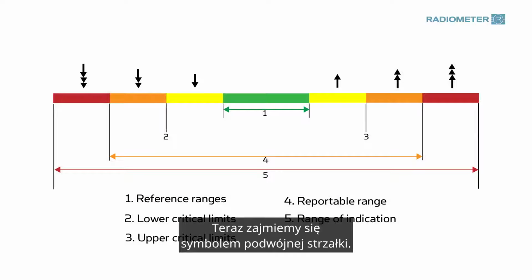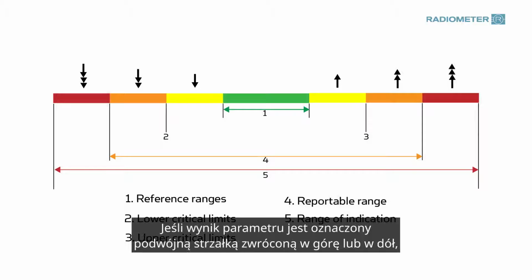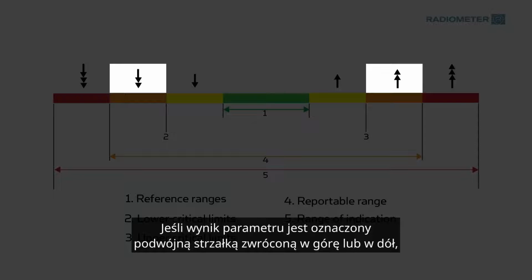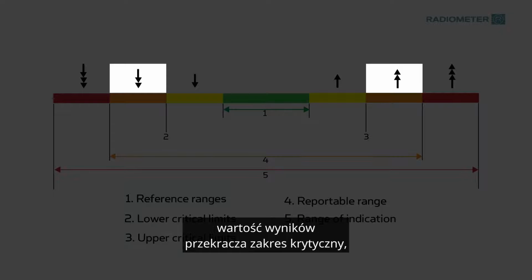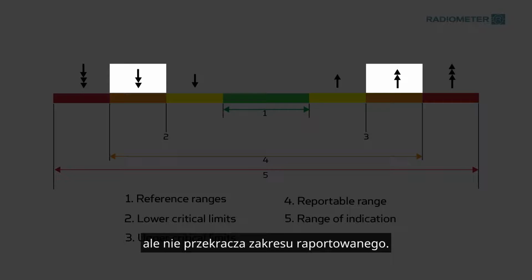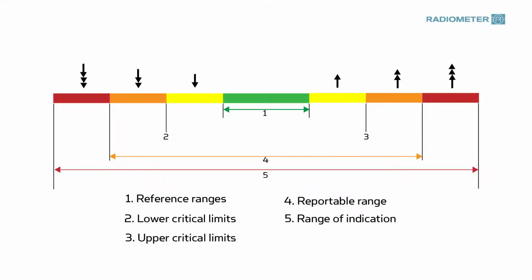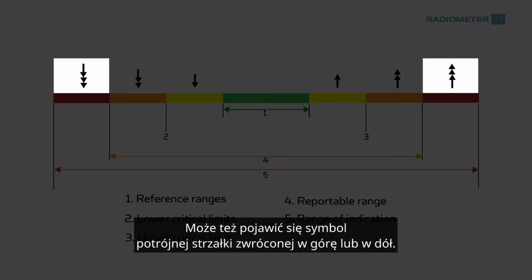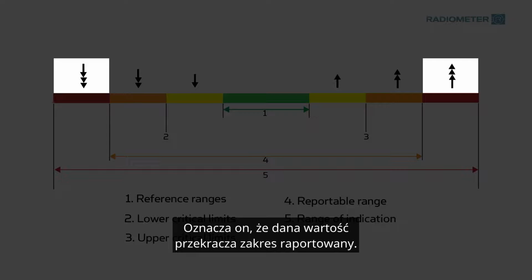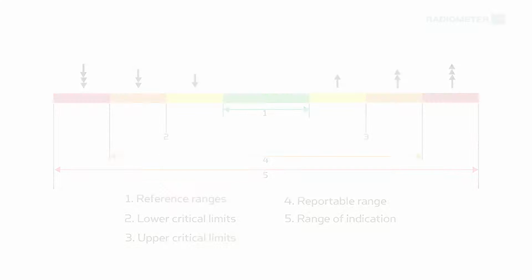Next, we will cover the double arrow symbol. If a parameter result is marked with a double arrow pointing up or down, the value of the results is outside the critical range, but within the reportable range. The triple arrow symbol may appear up or down and indicates that a value is outside the reportable range.